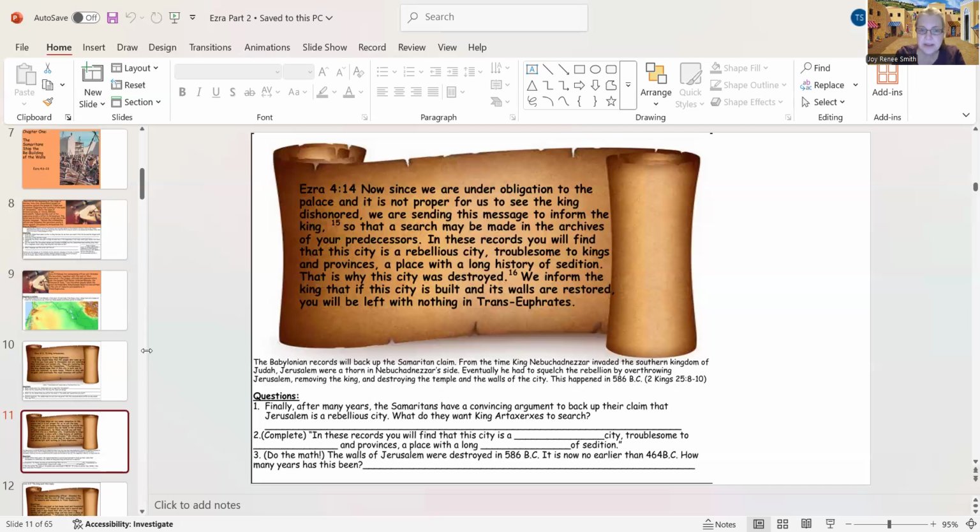Search the records to see just how bad this city is. In these records, you will find that this city is a rebellious city, troublesome to kings and provinces, a place with a long history of sedition. The walls of Jerusalem were destroyed in 586 BC. It is now no earlier than 464 BC. How many years has this been? Well, you can do the math, and I will tell you it's 122 years since the walls had originally been destroyed.